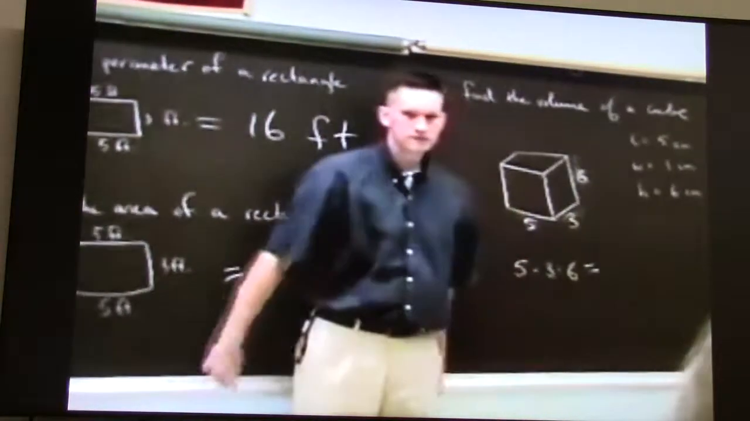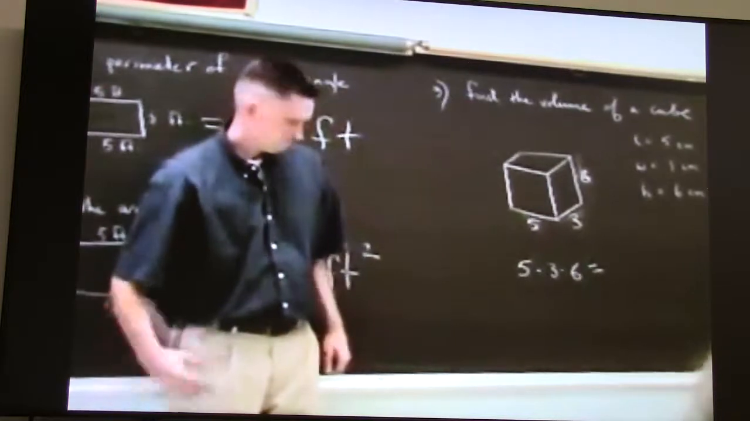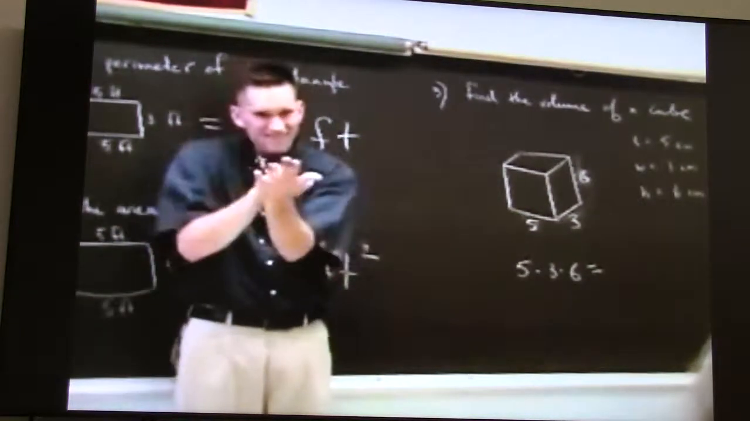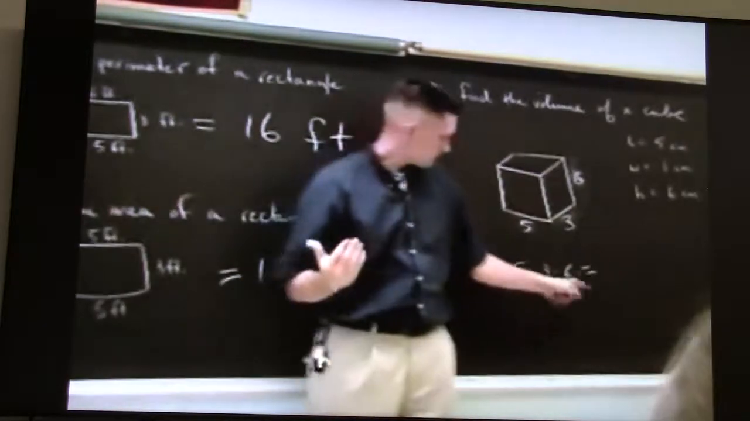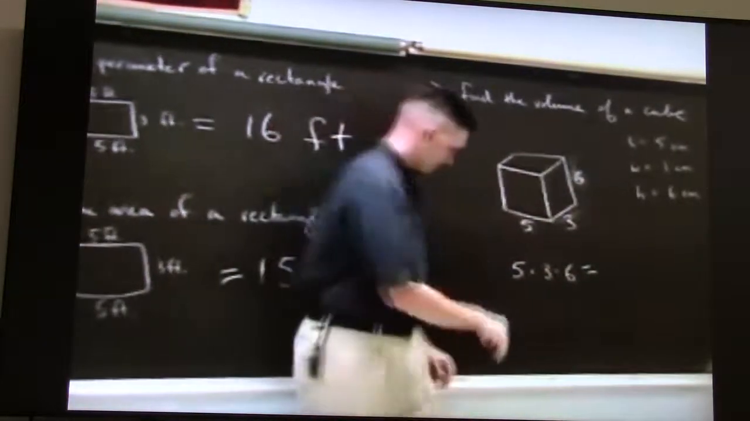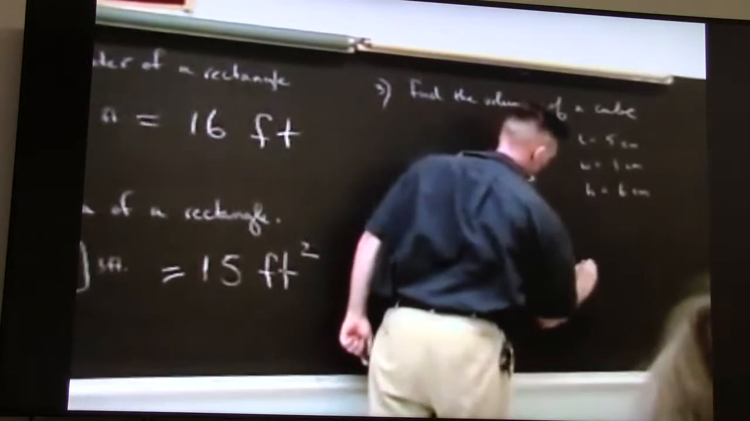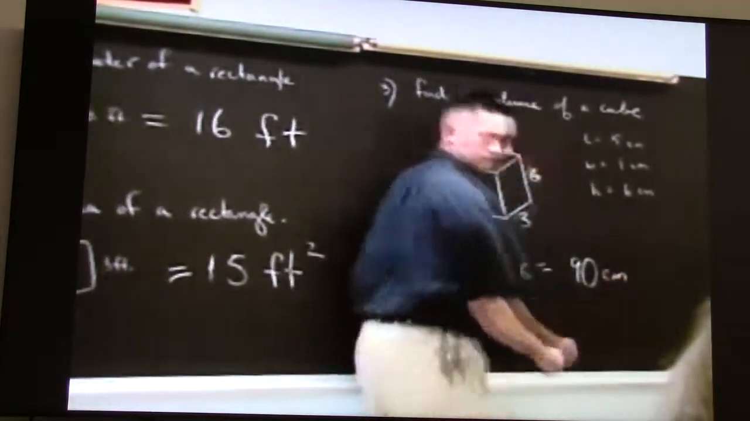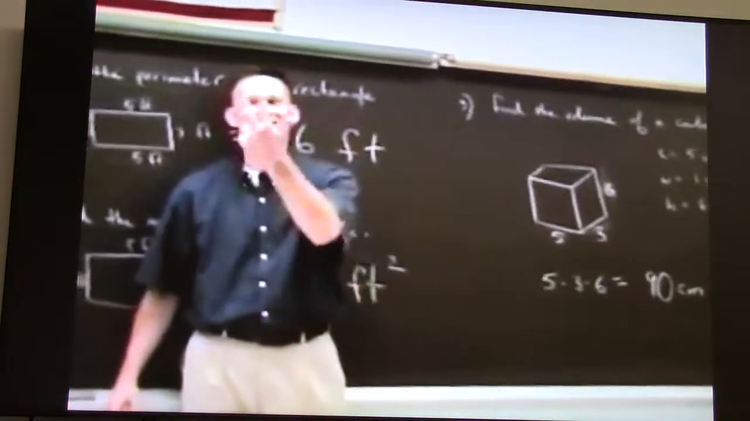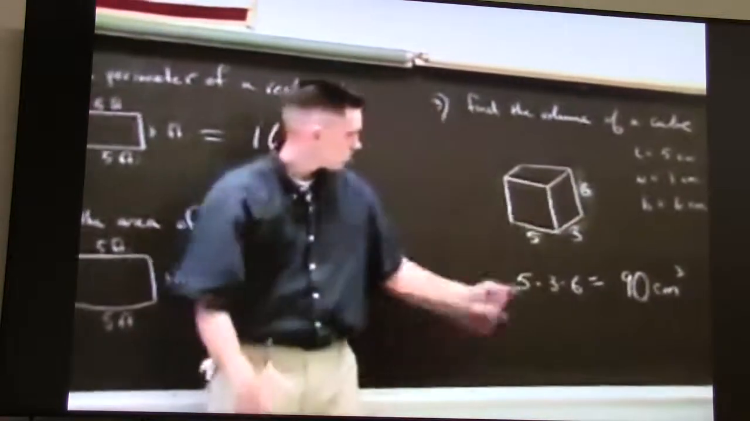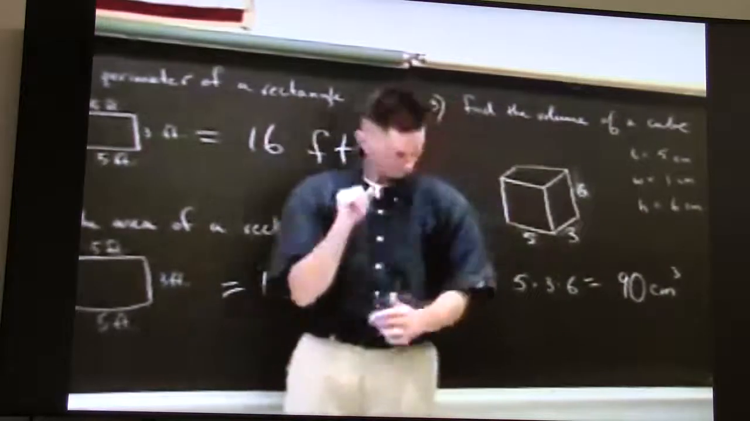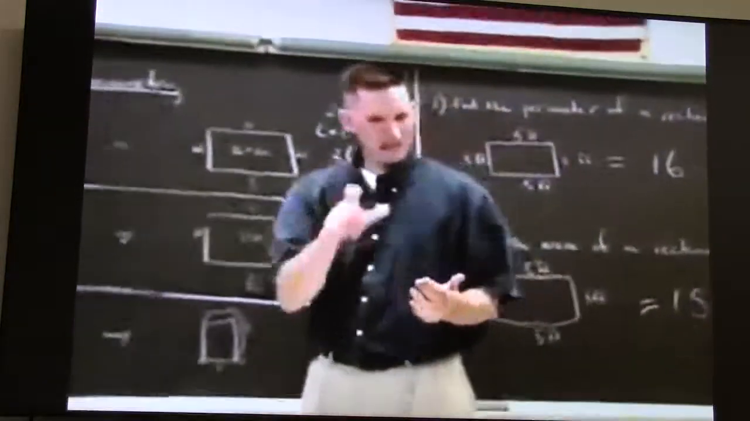Yeah, it's good. See, you don't really need a calculator. If you look at it, you take the 5 times 3, that gives you 15, and 15 times 6 gives you 90. So you have 90 centimeters cubed. You know why? Because they've got the 3 different numbers that you multiply together.